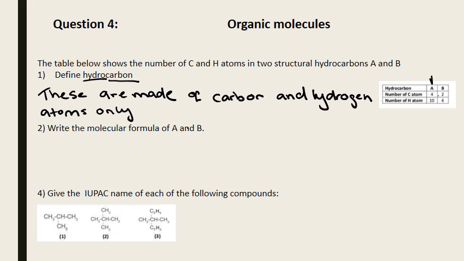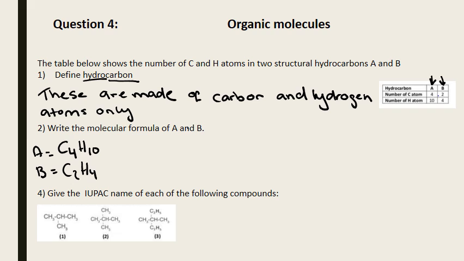Then it says write the molecular formula of A and B. So we've got here A and we've got here B. A has 4 carbons, so we write C4, and 10 hydrogens. B has 2 carbons and 4 hydrogens. Now, this is for your information only. I don't want you to write this in the exam.